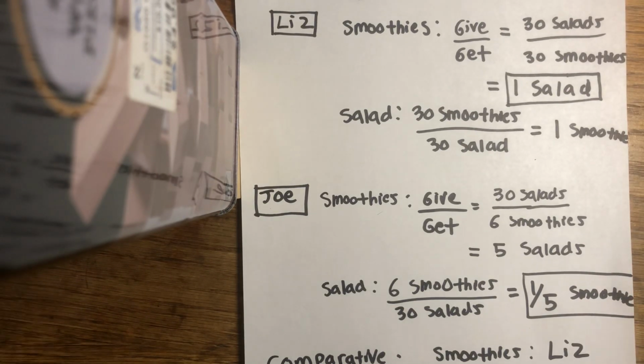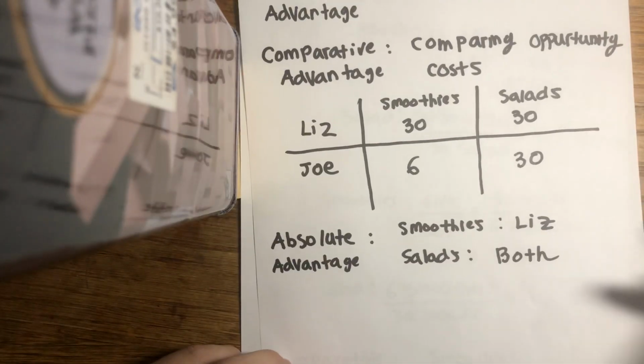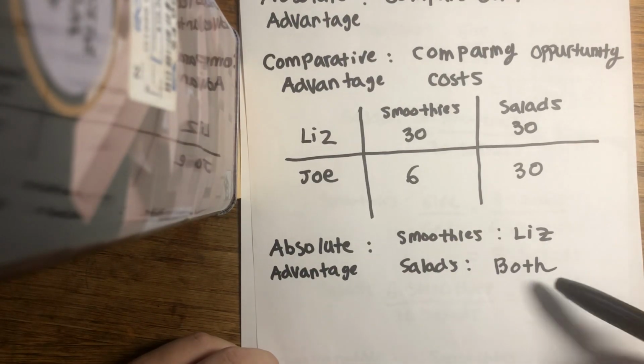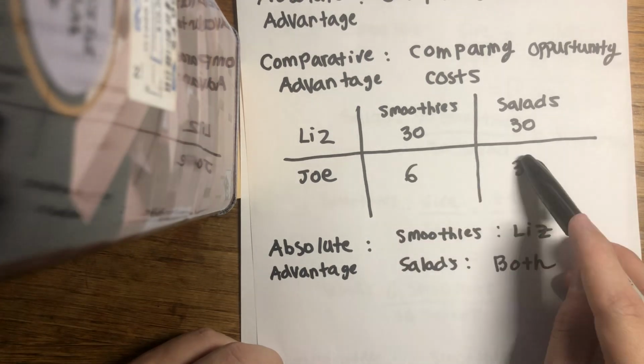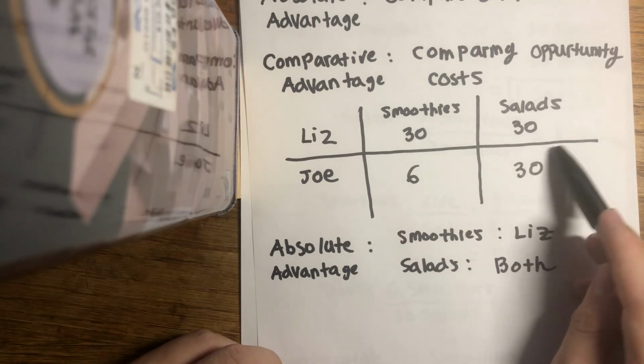Now, looking back in terms of absolute advantage, it is possible that someone could have the absolute advantage in both goods. I could switch this up and put Liz can make 31 salads or something.